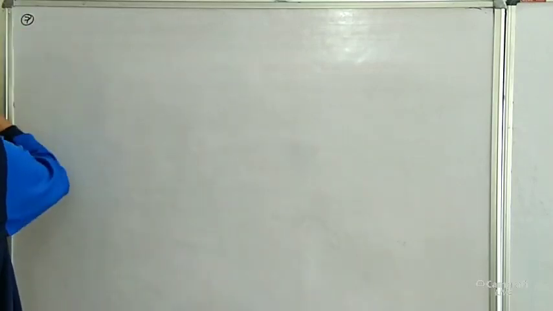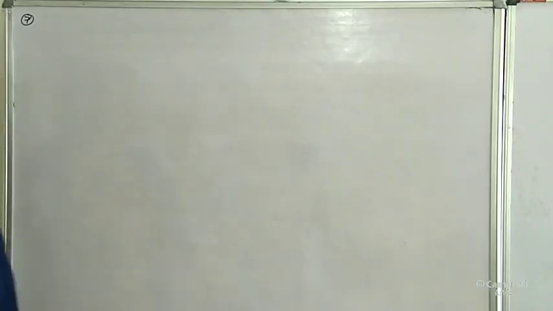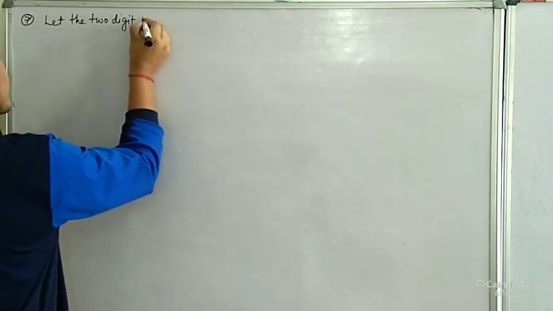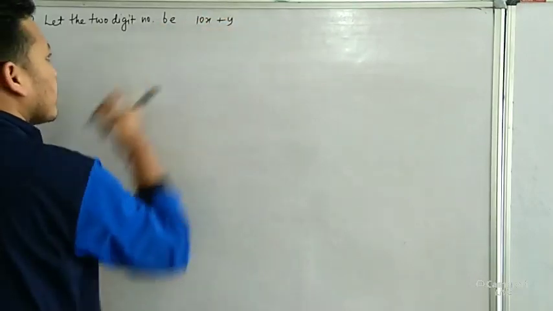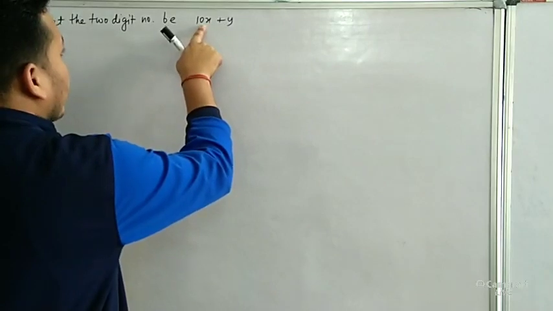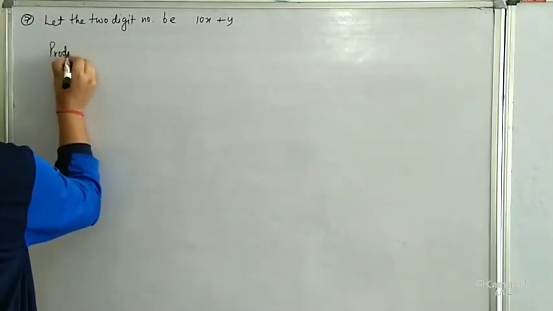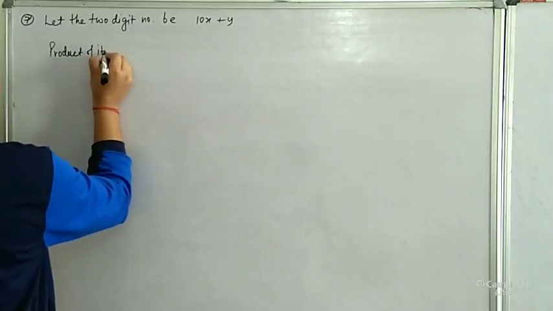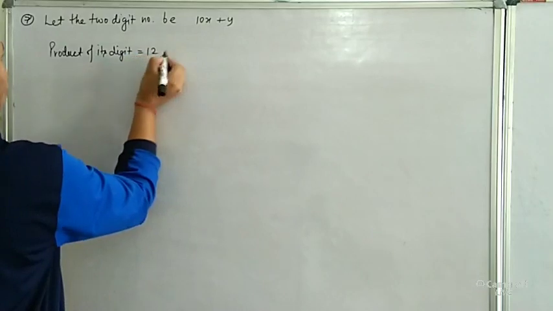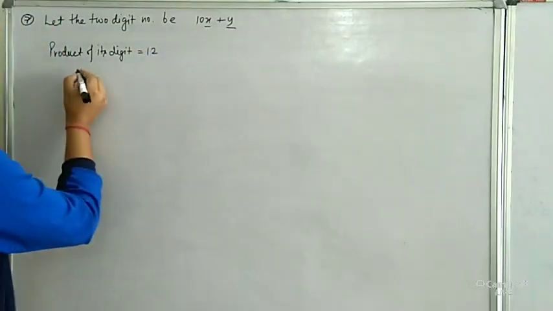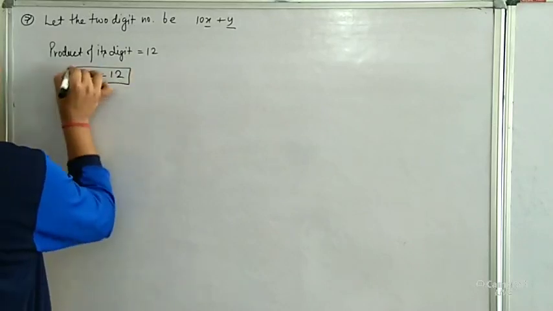So then question number 7. A two-digit number is such that the product of its digits is 12. So first of all, let the two-digit number be 10x plus y, because x is coming on the tens place, so we are writing here 10x plus y. The product of its digits is equal to 12. One digit is x, second digit is y, but don't write 10 here, 10 is the place value of x. So x into y is equal to 12. This is the first equation.